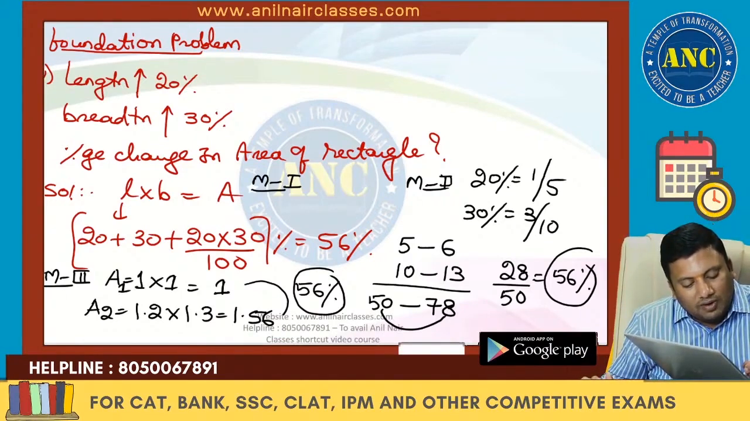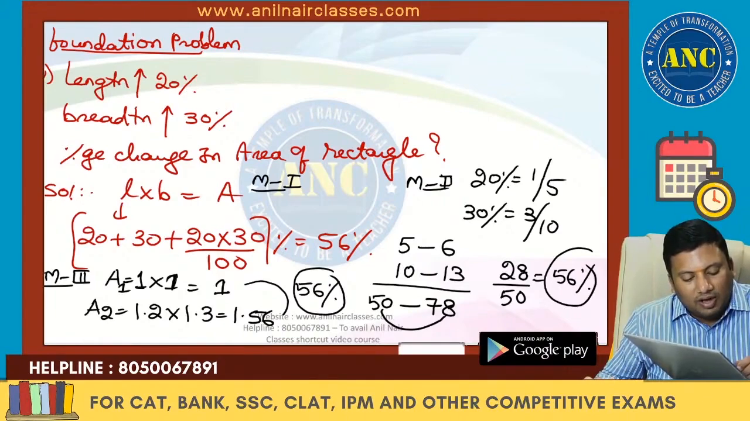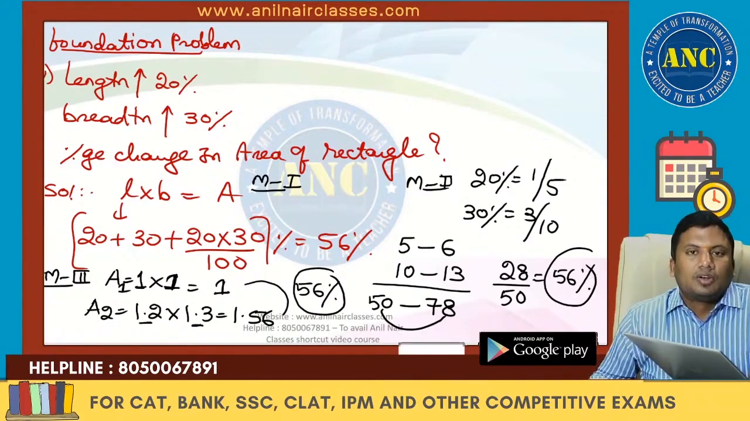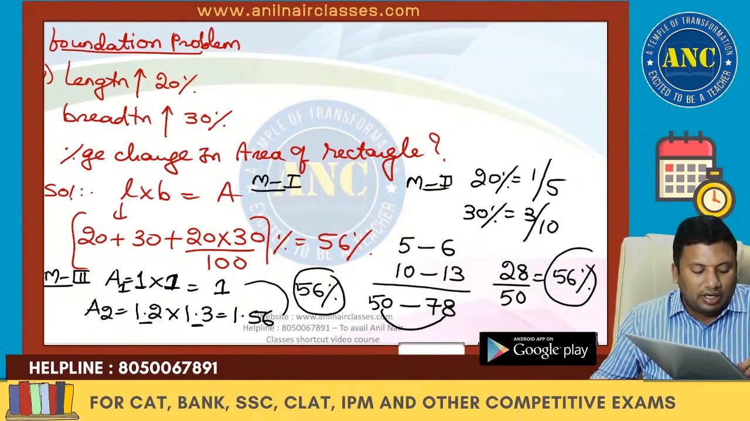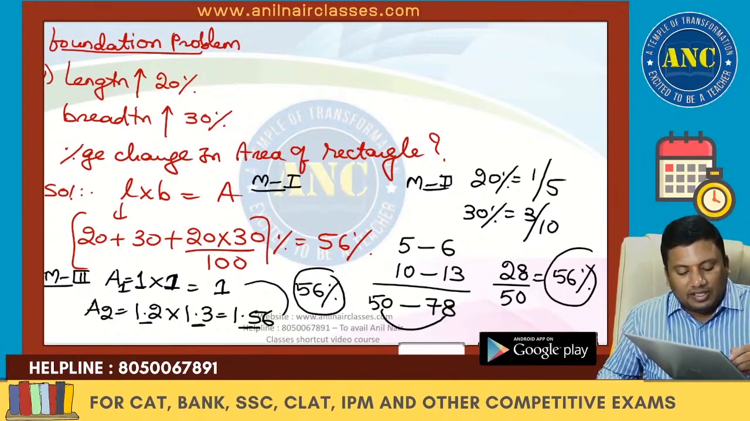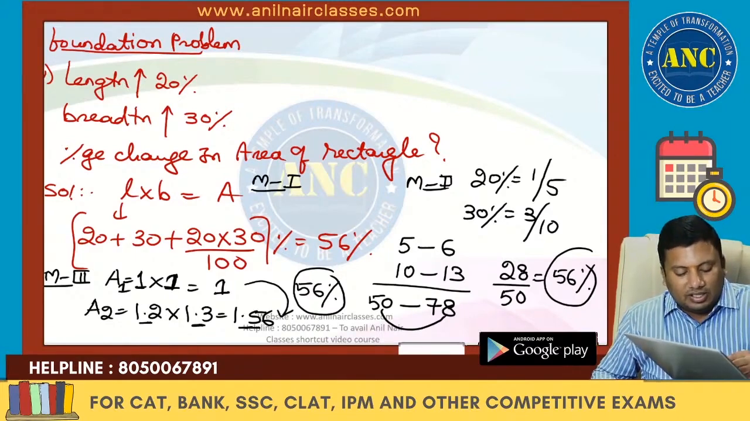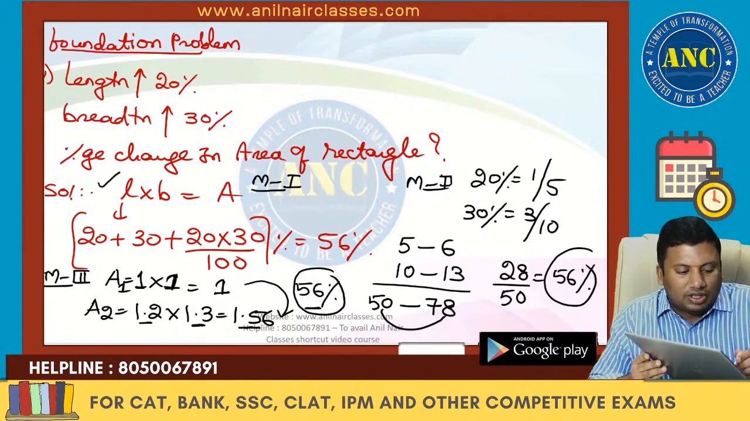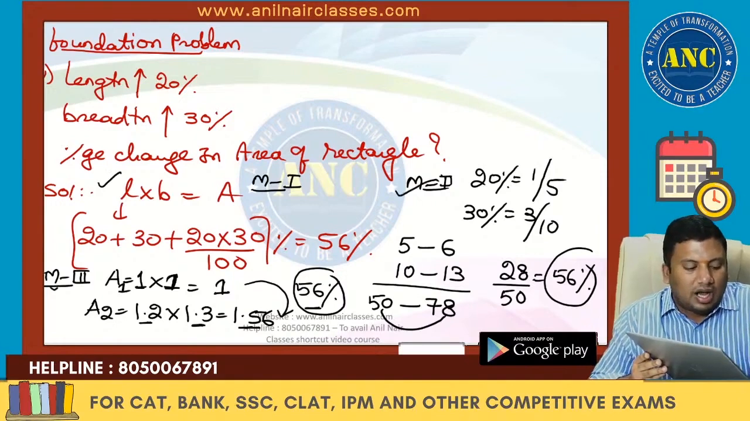Initially the original value of the length is 1, and the original value of the breadth is 1. So 20 percentage is 0.2 and 30 percentage is 0.3. 1.2 into 1.3 is 1.56. 1 became 1.56. Overall it is 56 percentage. Either you can use this method or this method or this method.